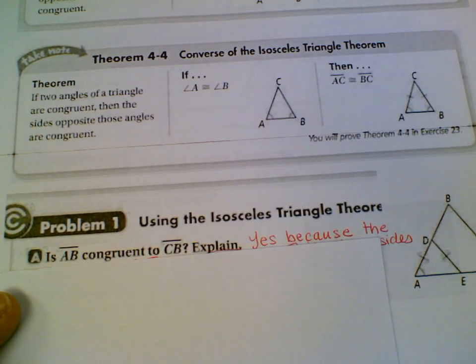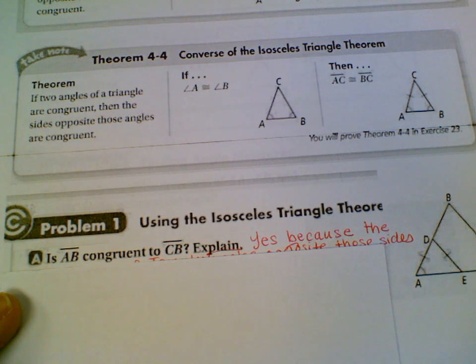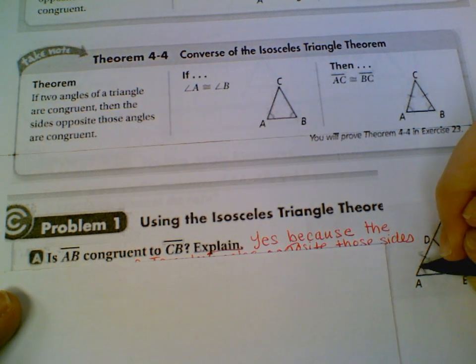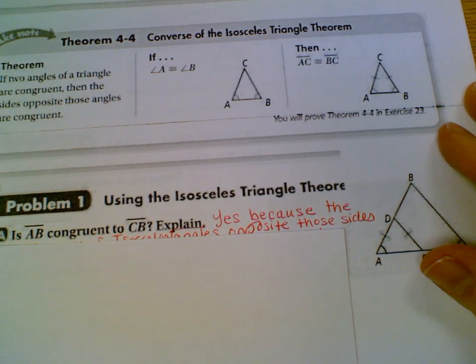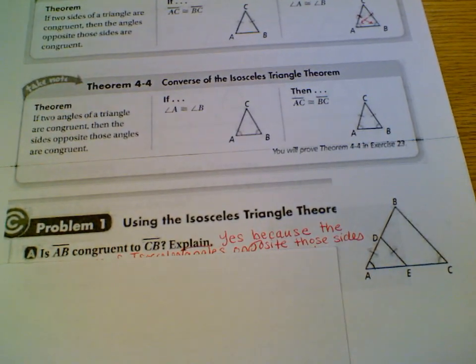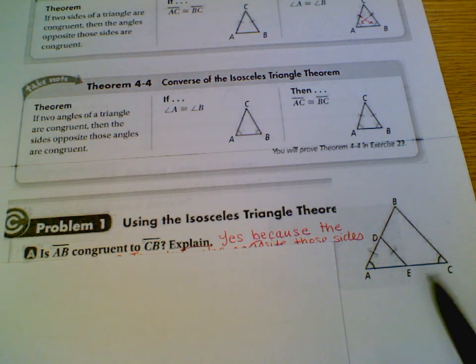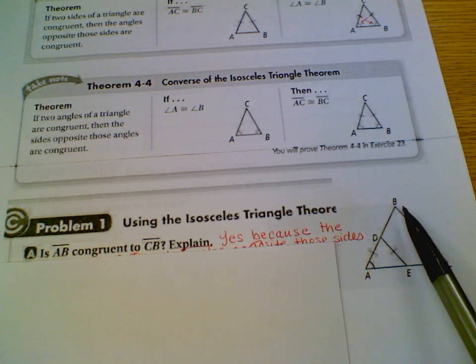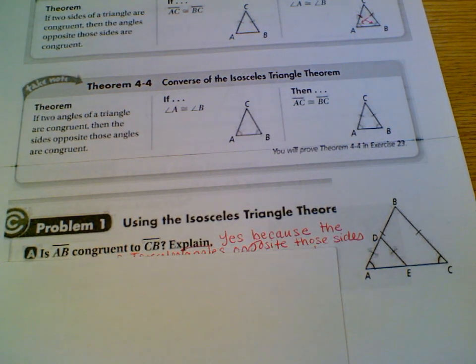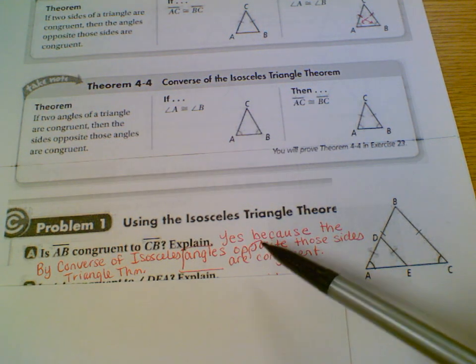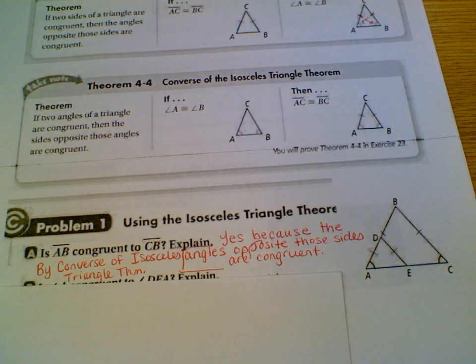So letter A, is AB congruent to CB? So AB is here and CB is over there. Well, notice you have two base angles here in the corners. So those are my base angles of the big triangle. So yes, those would have to show that the sides opposite of them would also be congruent. So I would say yes, and then I would say by the converse of the isosceles triangle theorem.